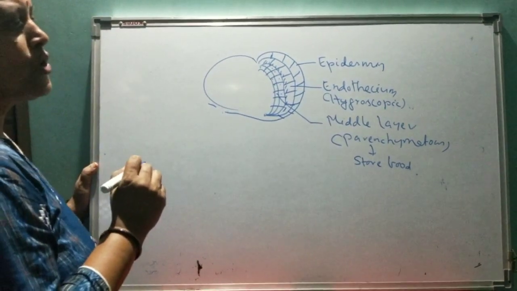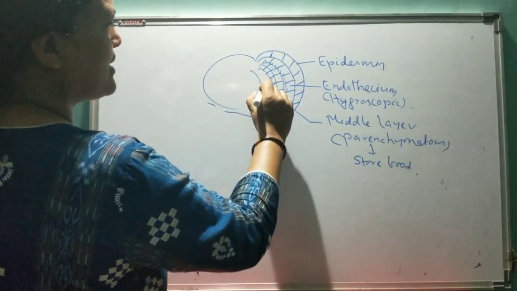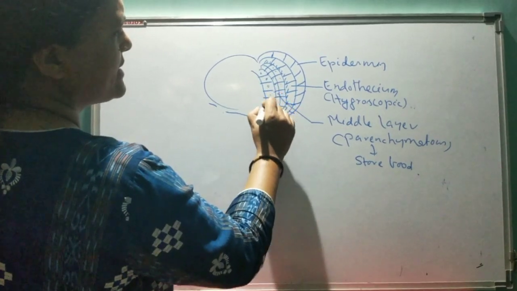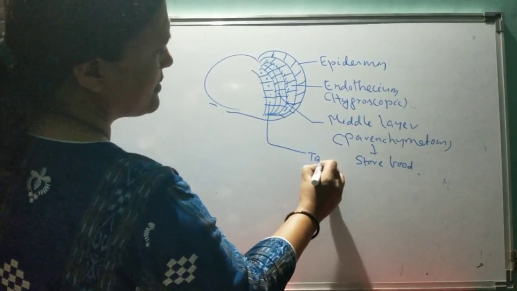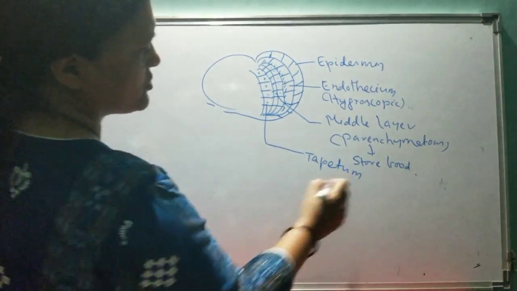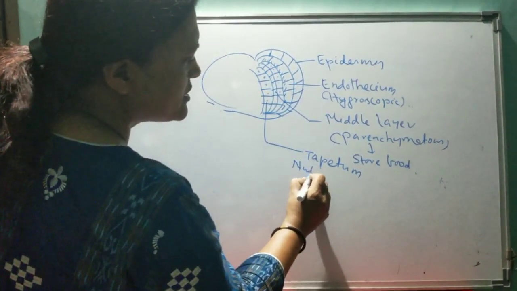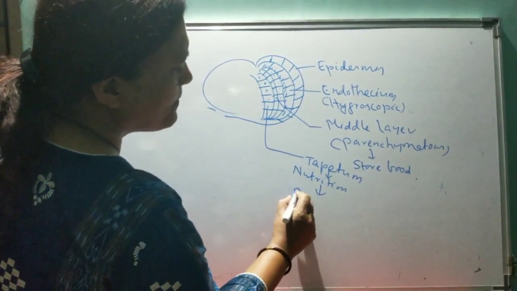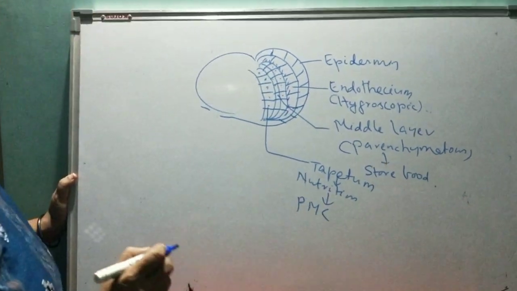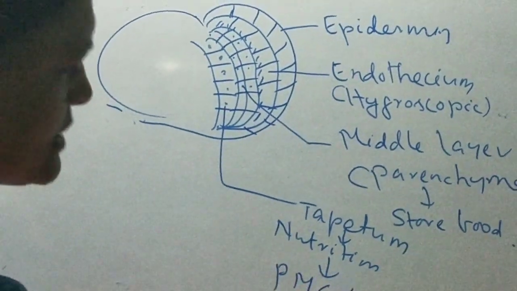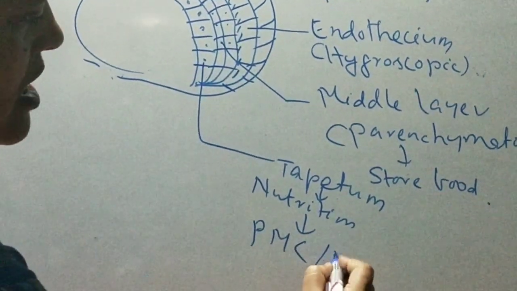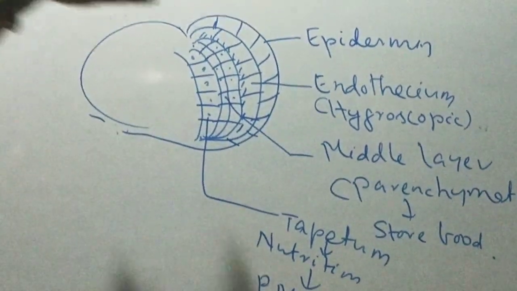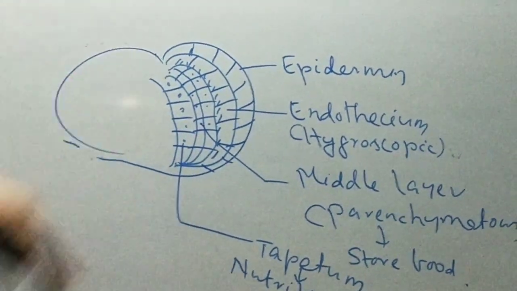Now, just below the middle layer, there is another single layer that is called the tapetum layer. That is nutritive in function; it provides nutrition to the pollen mother cell or microspore mother cell. Now this is the outermost protective covering of your anther lobe.